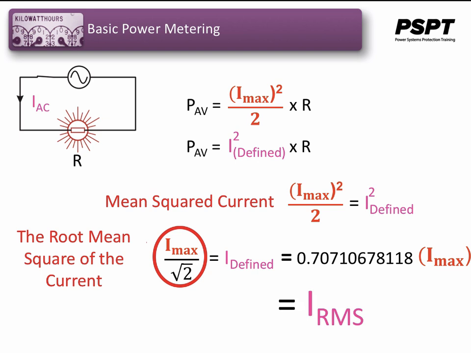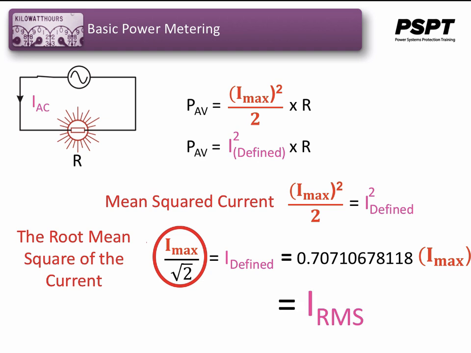So we just discovered what the value of I subscript defined is. It is equal to I max divided by the square root of 2. We call this current I RMS, or the root mean square, and it is 0.707 the value of I max. 0.707 is just 1 over the square root of 2.